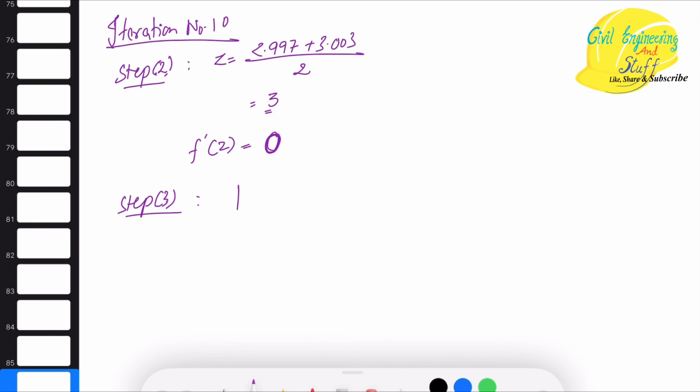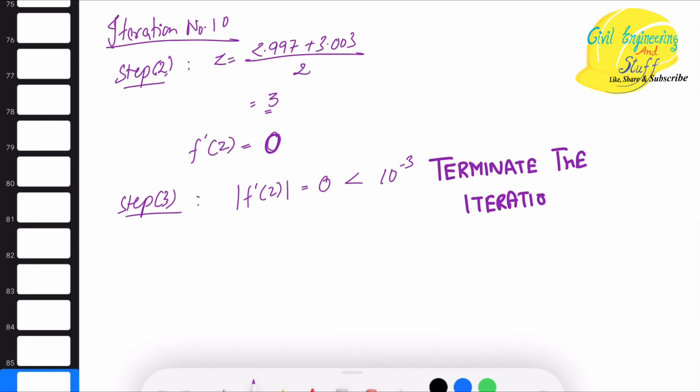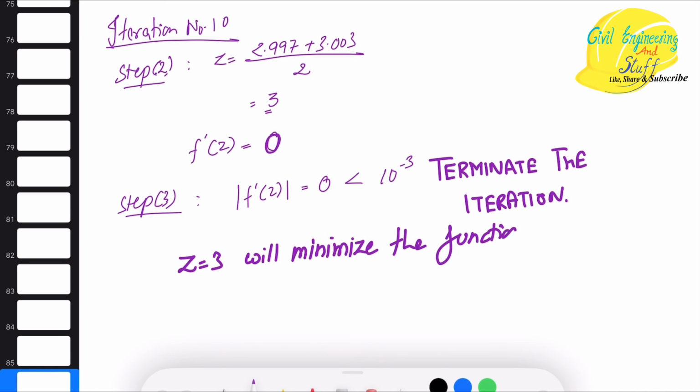So we'll go to step 3 and mod of f dash z, which is equal to 0. Is it less than 10 to the power minus 3 or greater than 10 to the power minus 3? It is less than 10 to the power minus 3, right? So what we'll do? We will terminate the iteration, and we will say that z equal to 3 will minimize the function.